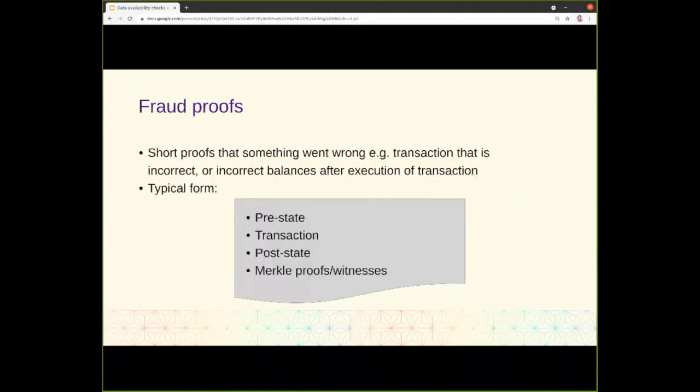Fraud proofs are basically a very short statement that contains a complete proof that something incorrect happened. So for example, a transaction that produces incorrect balances, so basically an incorrect state after the transaction. And the way they work is they contain the pre-state, the transaction itself where the incorrect state transition happened, and a post-state, and they contain Merkle proofs or witnesses, and that's basically a cryptographic proof that this transaction and the pre and the post state were part of the chain that is trying to be fraudulently presented here.